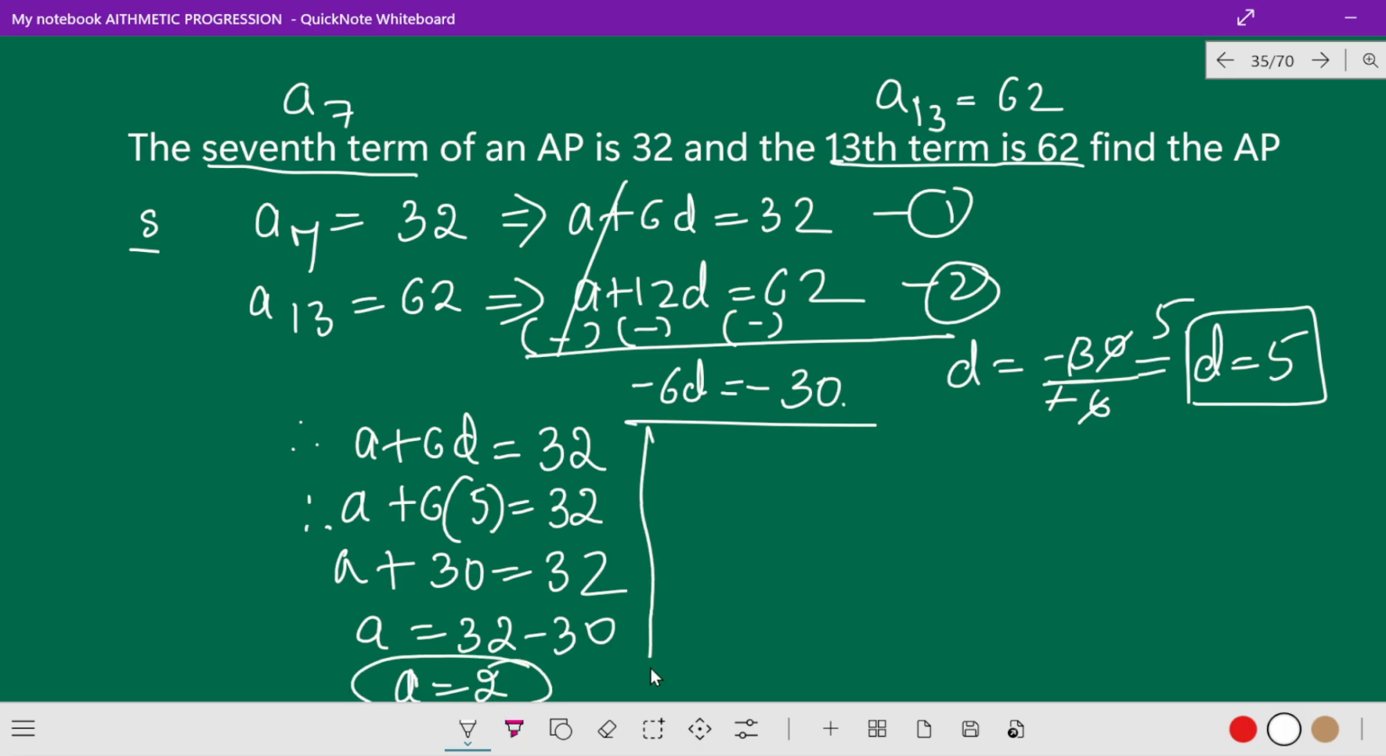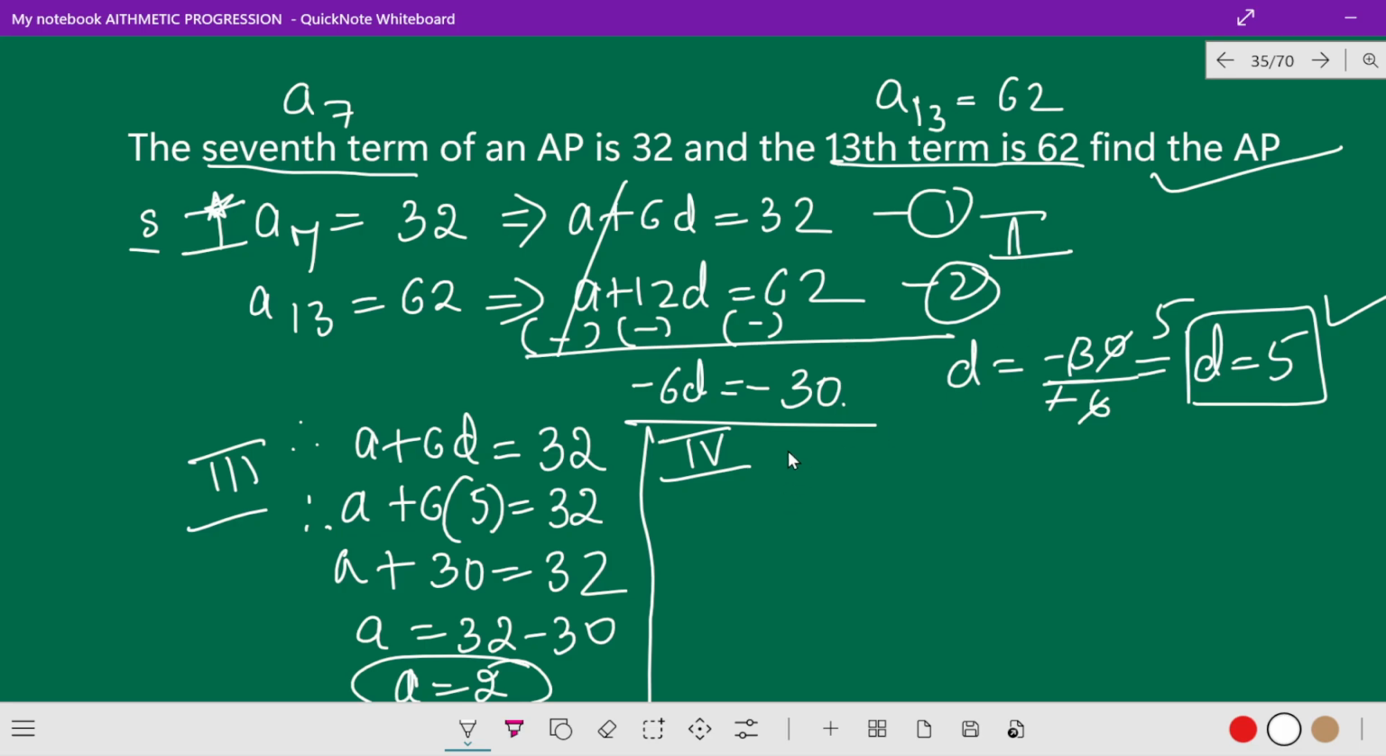So when we get a is equal to 2 and d is equal to 5, we can easily create the AP. Find the AP. So the first step is from the given, the second step is solving, the third step is finding a, and the fourth step is finding the AP.